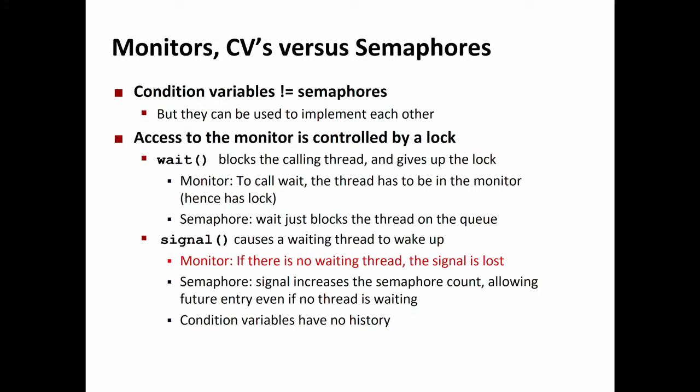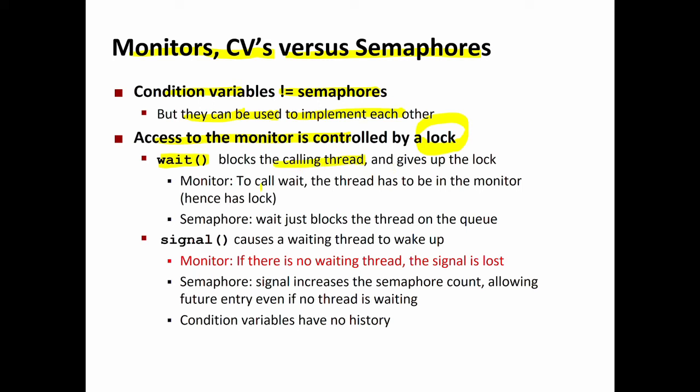Now let's look at monitors, condition variables versus semaphores. Condition variables are not exactly semaphores, so you have to be very careful, but you can note that we can use condition variables and monitors to implement semaphores, or we can use semaphores to implement monitors and condition variables. So we can use them to implement each other. Access to the monitor is controlled by a lock. In the case of a wait, like the semaphore, it blocks the calling thread and gives up the lock.